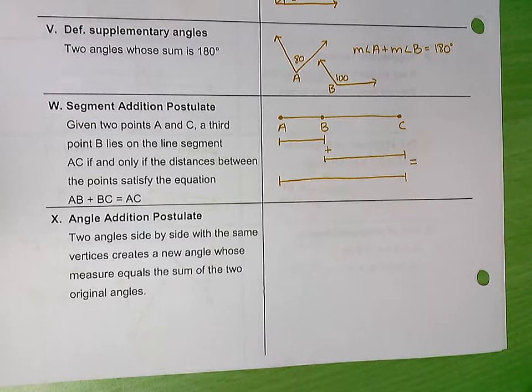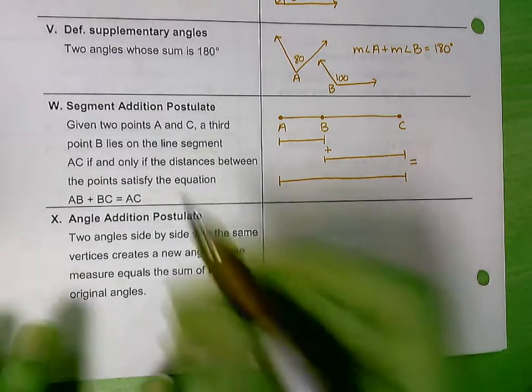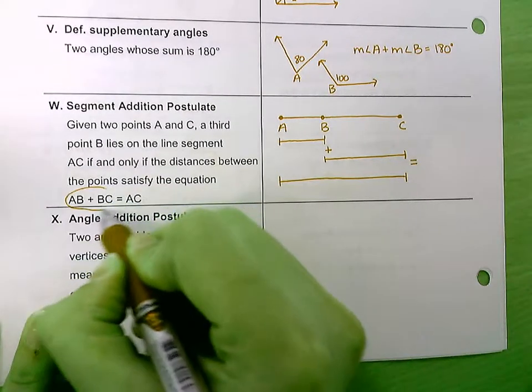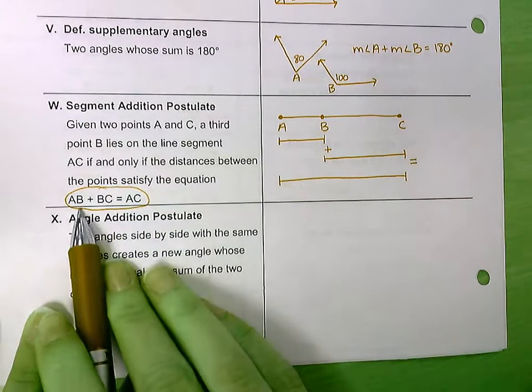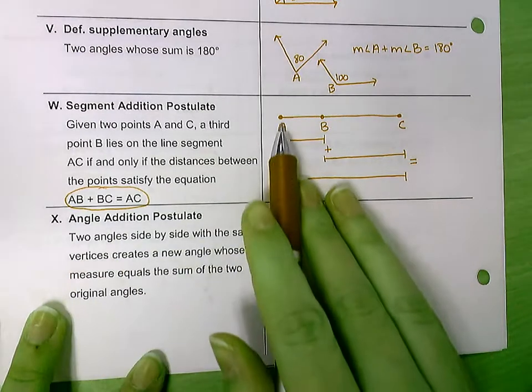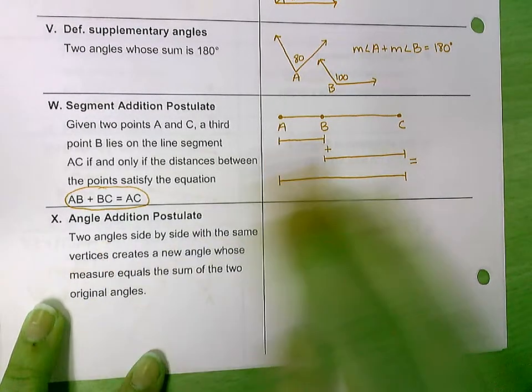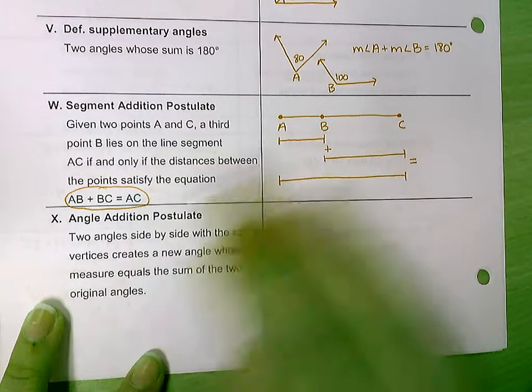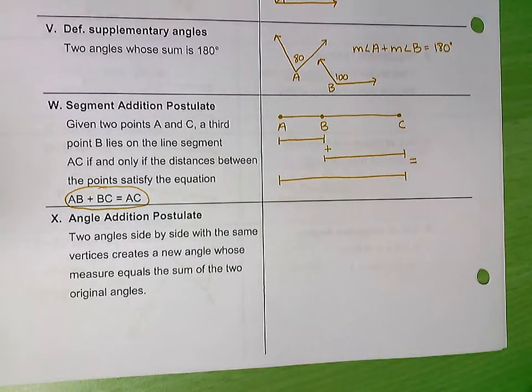Okay? So if you ever have something that states this right here, if I take that segment AB, add on segment BC, it will equal the entire segment of AC. That's your segment addition postulate.